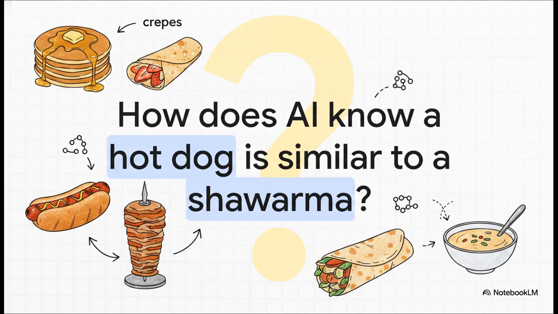To kick things off, let's look at a highly relatable and honestly pretty delicious scenario. Imagine you're building a brand new food recommendation app. A user logs in, and the app goes, "Hey, since you like pancakes, we're going to recommend crepes," right? To us humans, that feels totally intuitive. But think about it. How does the AI actually know that? If you're building this model from scratch, how on earth do you teach a machine that a hot dog is way more similar to a shawarma than, say, a bowl of soup?